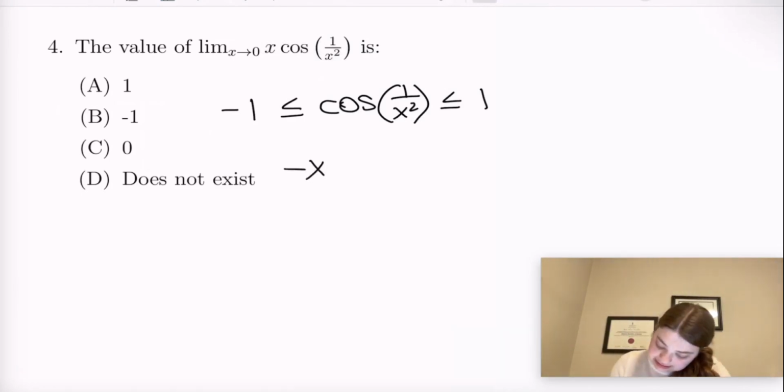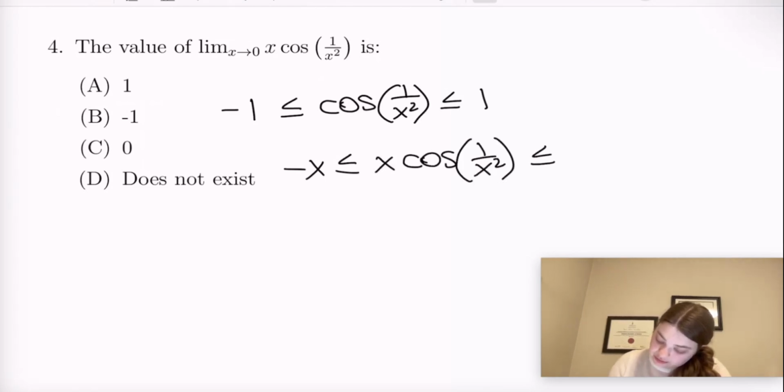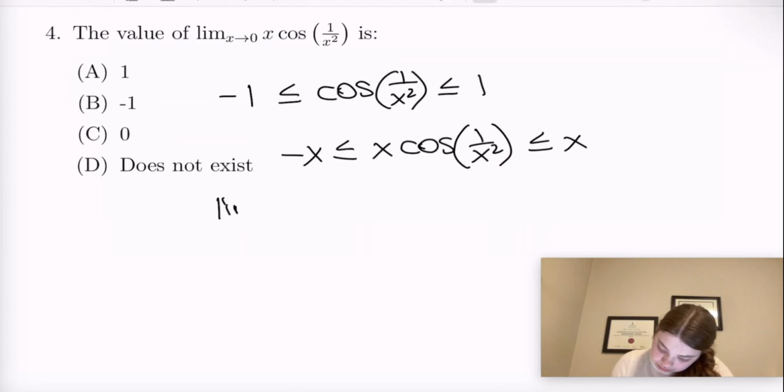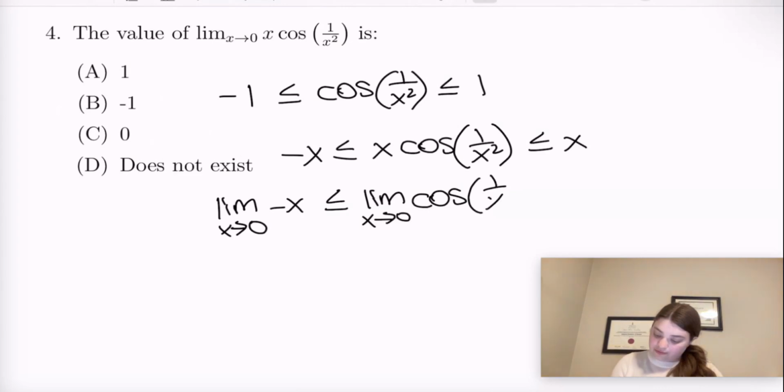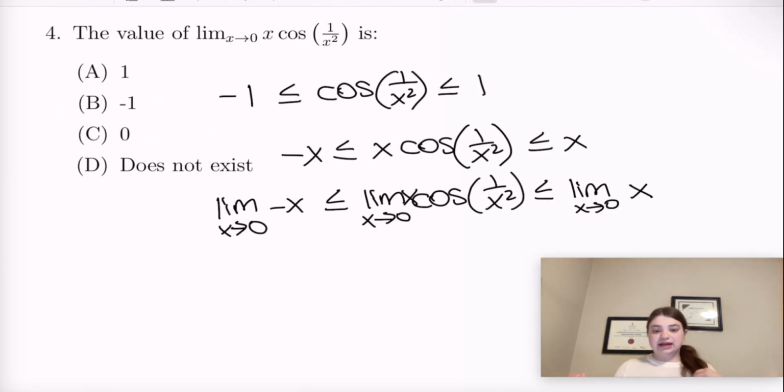So here we're going to have -x is less than or equal to x cosine 1 over x squared, less than or equal to x. Then I'm going to take the limit as x approaches 0 on all sides and see what we get. So the limit as x approaches 0 of -x, less than or equal to the limit as x approaches 0 of x cosine of 1 over x squared, and then the limit as x approaches 0 of x. Then for the left and the right, I notice that I can just sub in 0 and I'll get -0 on the left and +0 on the right, and both of those are 0.